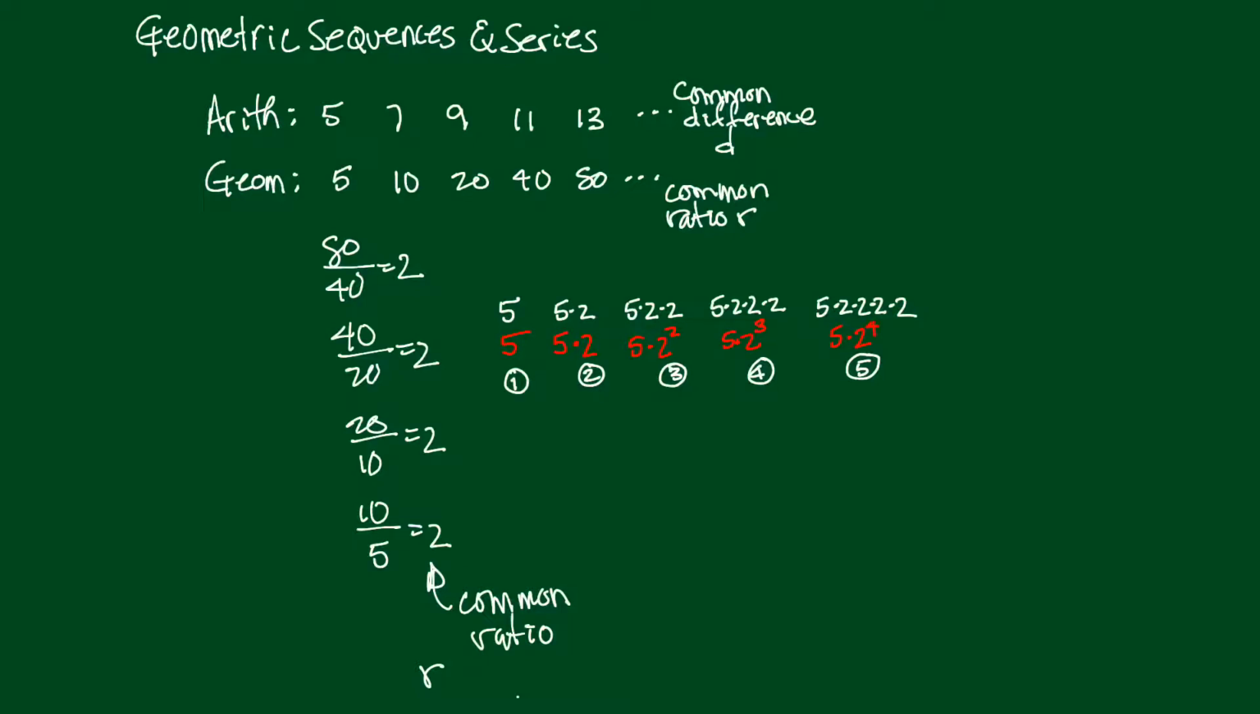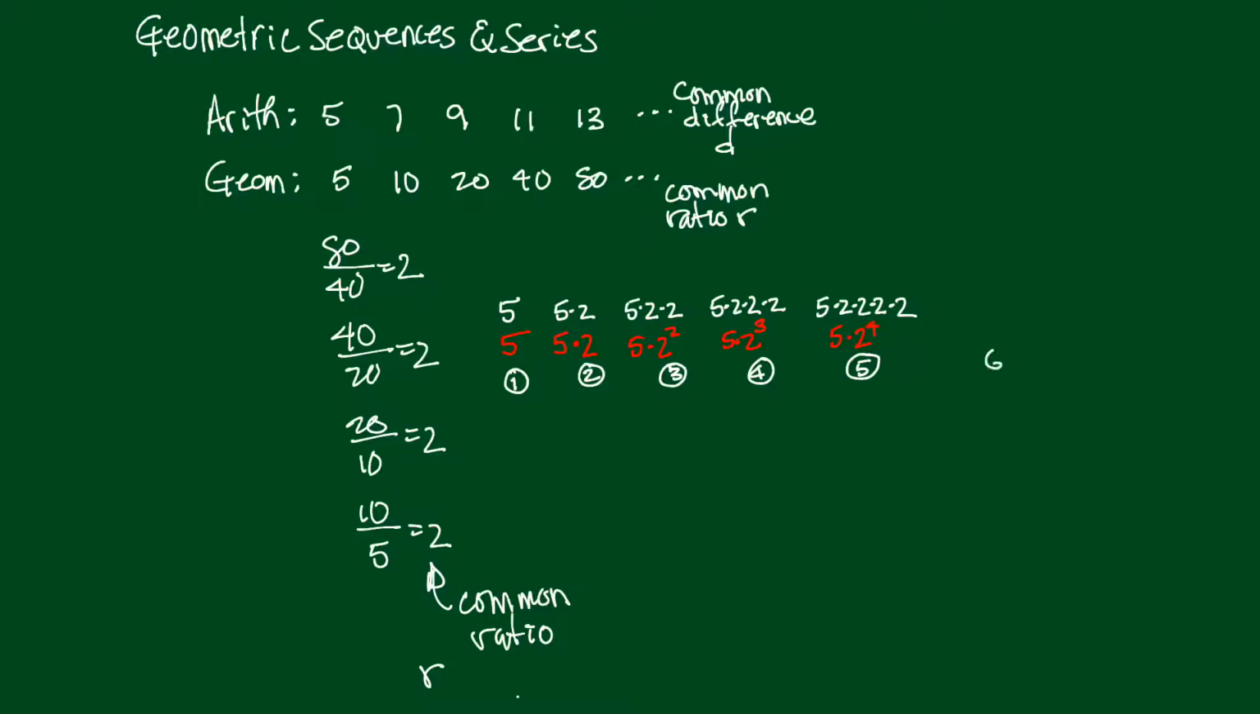So look at this pattern that we've developed here. At the first term, I don't have any 2's. At the second term, I have 2 one time. At the third term, I have 2 twice, right? I have 2 of those common ratios. At the fourth term, I have 3 of the common ratios. At the fifth term, I have 4 of those common ratios.